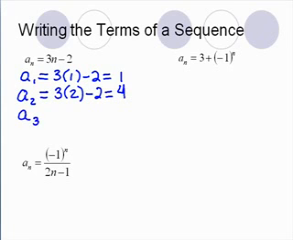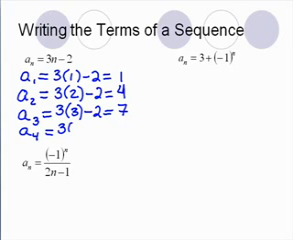And let's do a couple more. A sub 3 is going to be, again, 3 times 3 minus 2. So 9 minus 2 is 7. And we'll do one more. A sub 4 is 3 times 4 minus 2, which is 10. You can see that each time we're going up by 3.